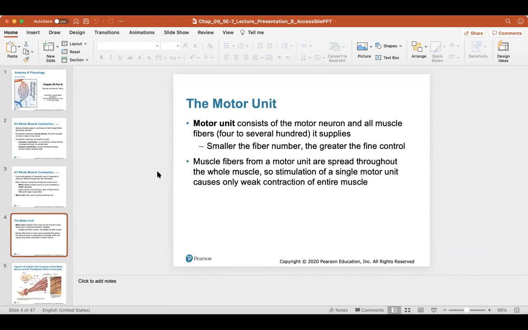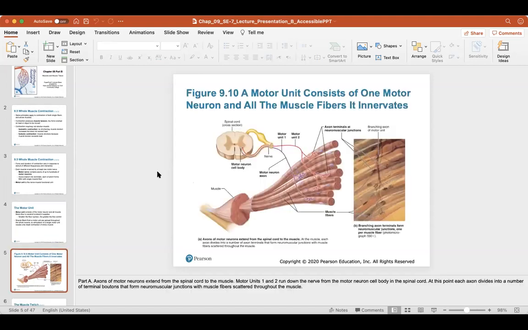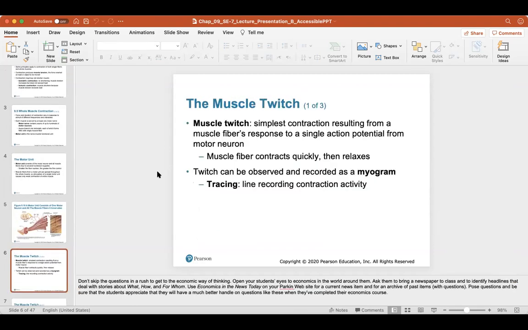So the smaller the fiber number, the greater the fine control. For example, muscle fibers from a motor unit are spread throughout the whole muscle, so stimulation of a single motor unit causes only a weak contraction of the entire muscle. So here's a look at a motor unit consisting of one motor neuron and all the muscle fibers it innervates.